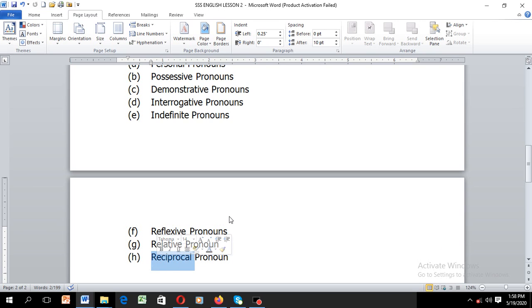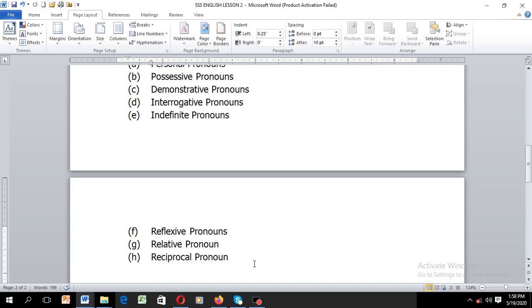We have reciprocal pronouns. These pronouns are used to indicate actions shared between two people or among more than two people. Examples of reciprocal pronouns are each other and one another. When an action is shared between two people, each other is used. But when an action is shared among more than two people, one another is used.